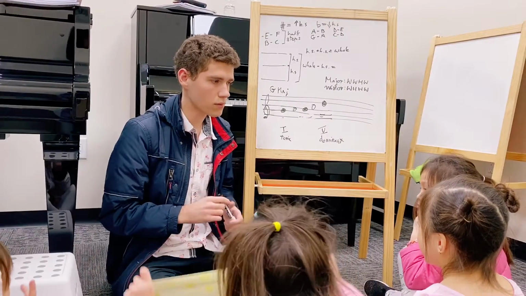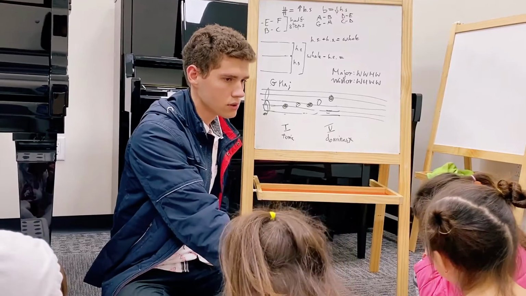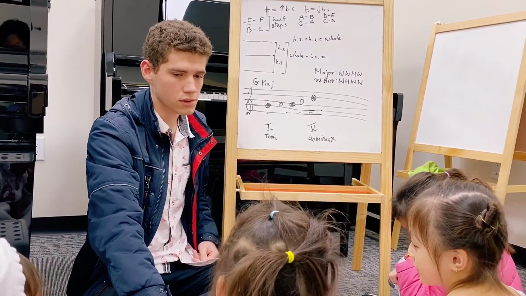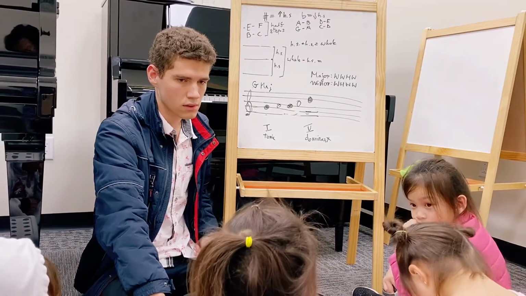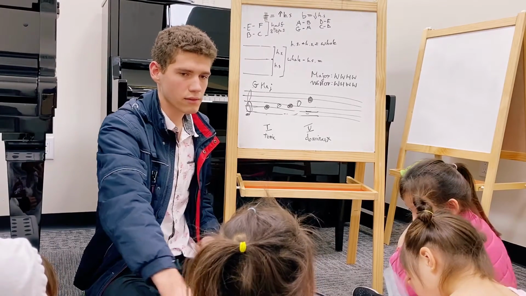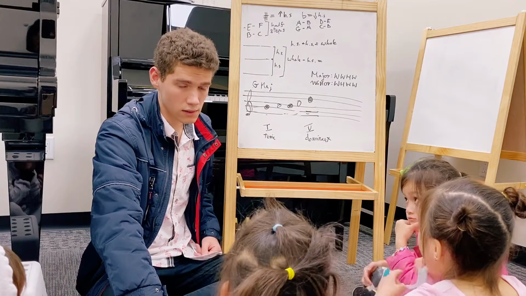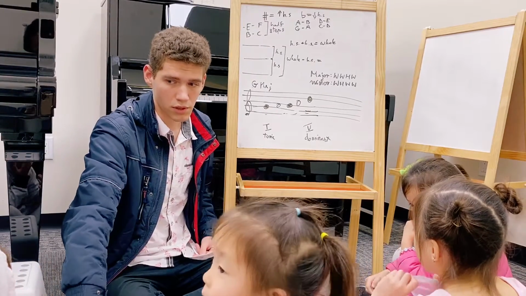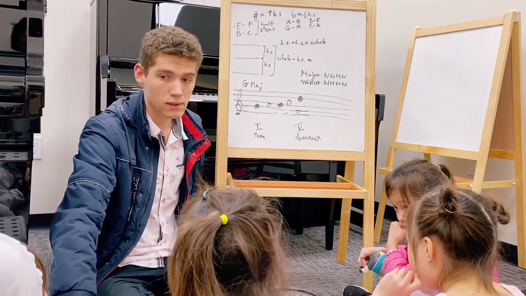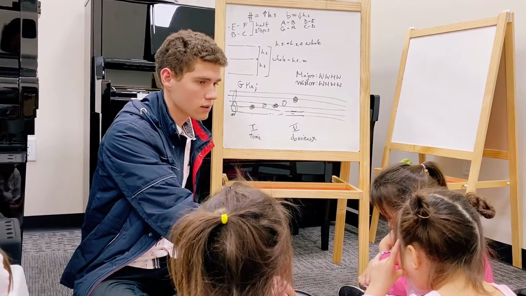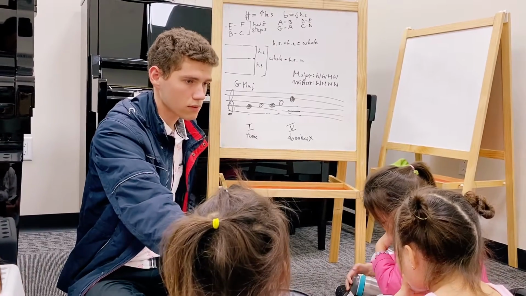Okay, let's do it one more time, starting from here. G, F. What is right before F? G, F. Right before F we have E. Right before E we have D. Right before D we have C. Right before C we have B.